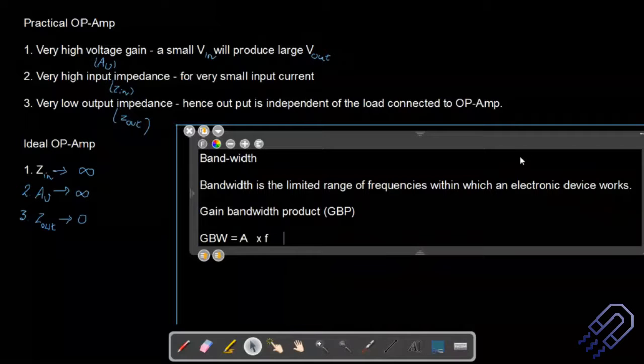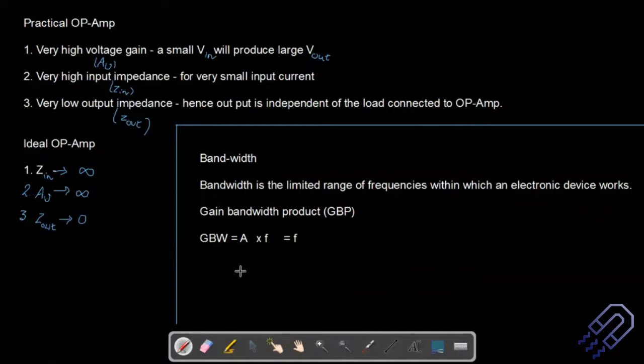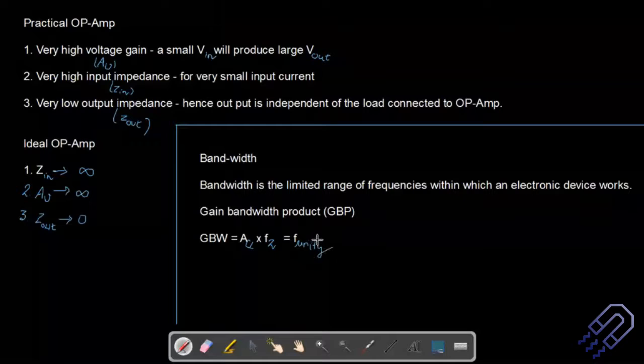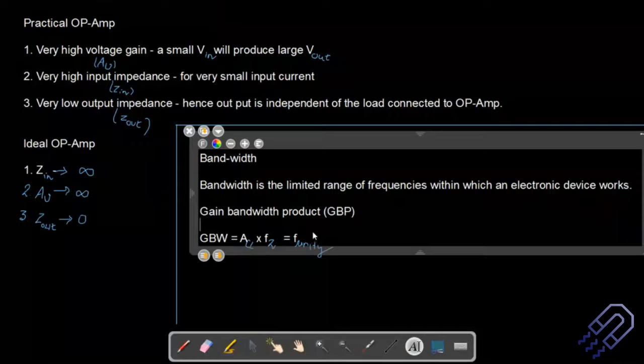That means the frequency which is being applied is equal to F unity. Before I write down what these are, let me fill it up. This is the closed loop gain, this is the applied frequency, and this is equal to unity. This is the general formula for this. And what are these terms here basically?